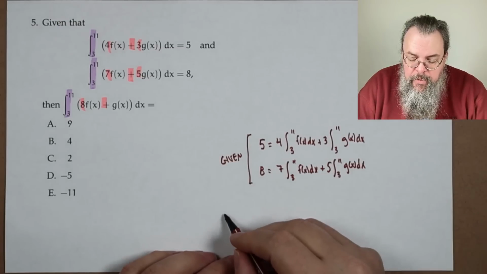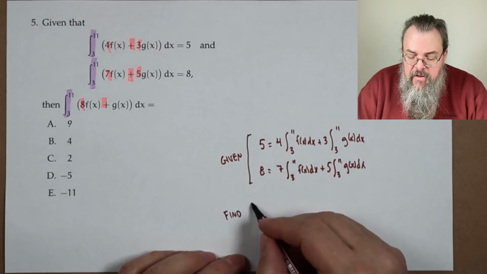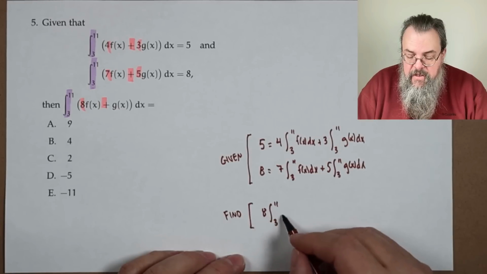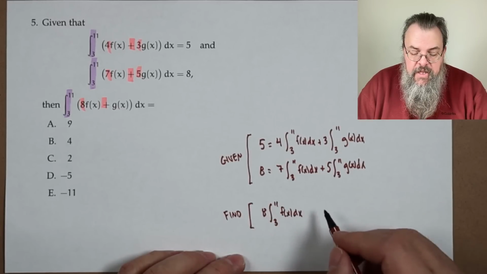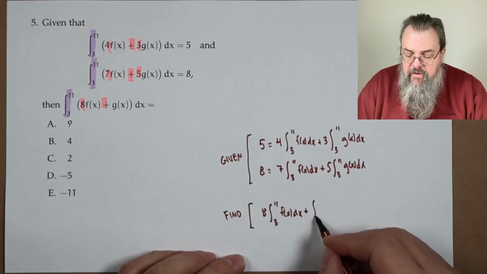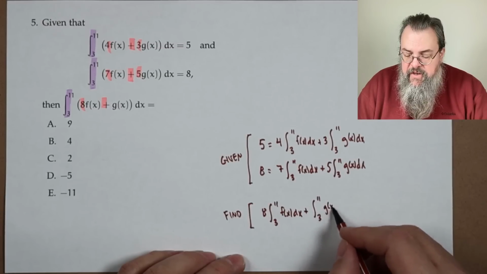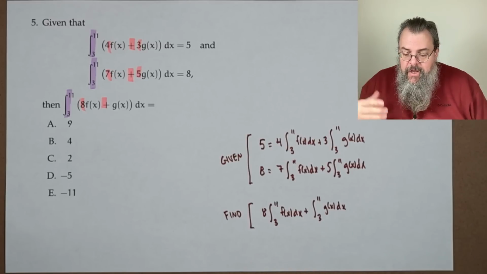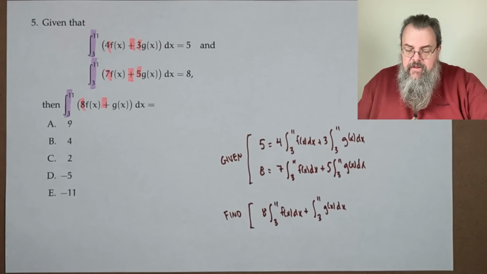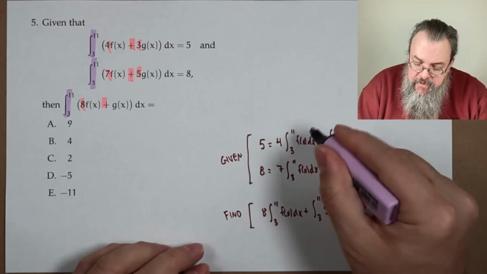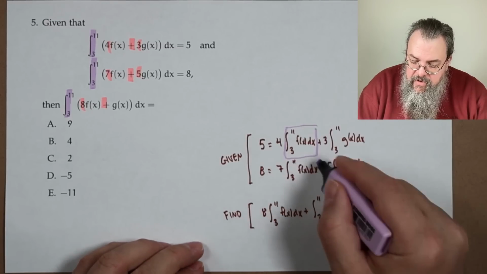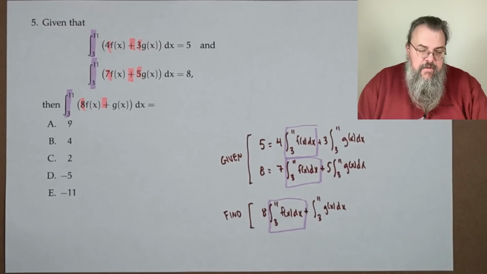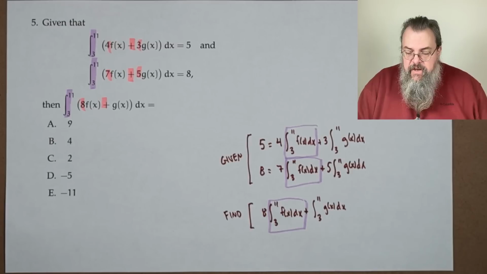And now, what do we want? We want to find the following: 8 integral 3 to 11 of f of x dx, plus integral 3 to 11 of g of x dx. So, what can we say? Well, notice we have these pieces here. We have these integrals from 3 to 11 of f of x dx, and then we have these integrals from 3 to 11 of g of x dx.